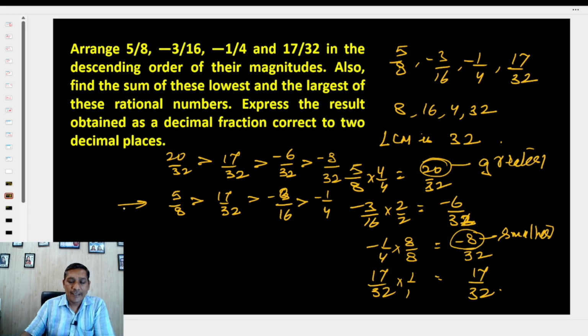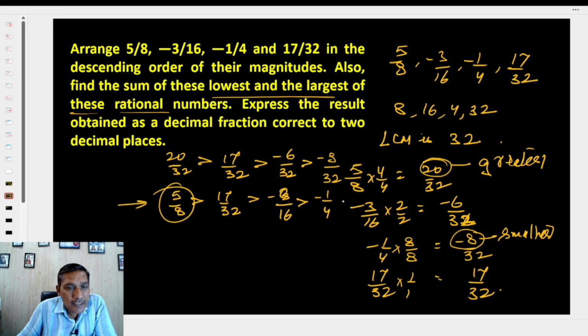I hope you get the idea. We have done this in the previous classes also. So as such, not a very difficult question. Express the result obtained as a decimal fraction correct to two decimal places. Find the sum of the lowest and the largest of these rational numbers. It is the largest and it is the lowest.